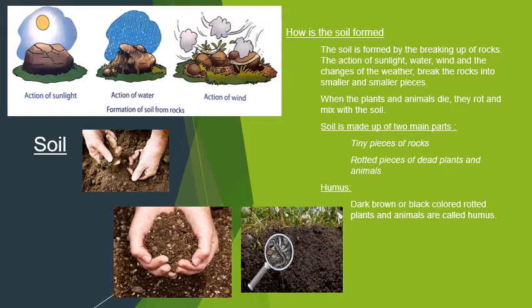Next is humus. What is humus? Dark brown or black colored rotted plants and animals are called humus. It is good for the healthy growth of plants. Soil collected from different places has different colors. Some are light brown, some are dark brown. In some places, soil is red. They are different because they are made from different rocks.